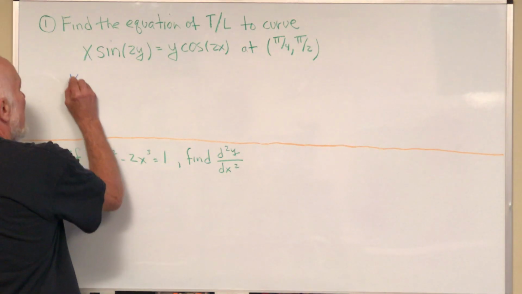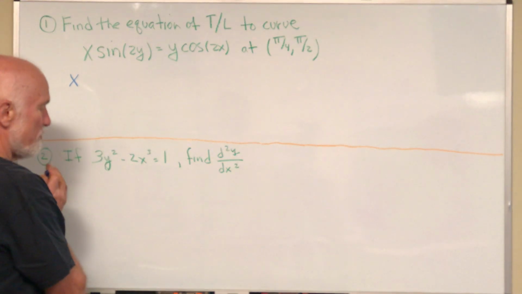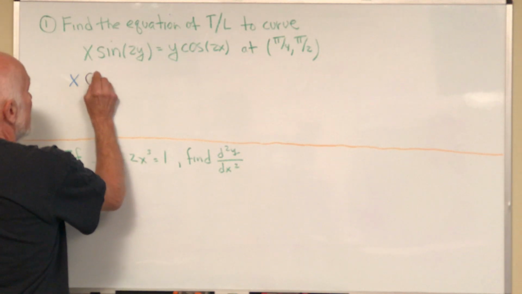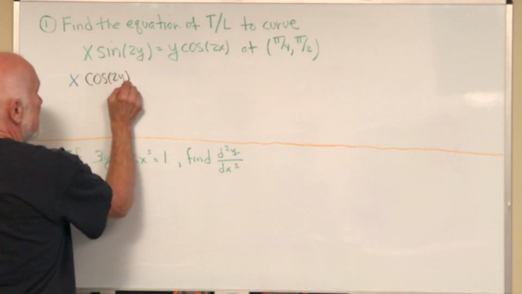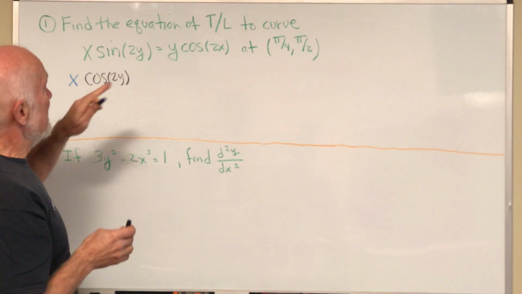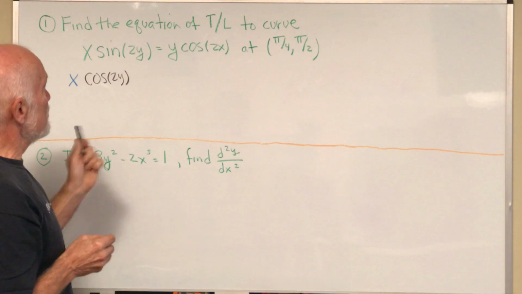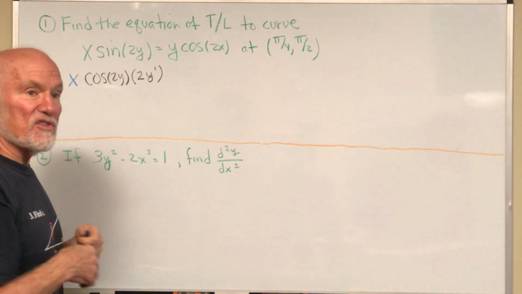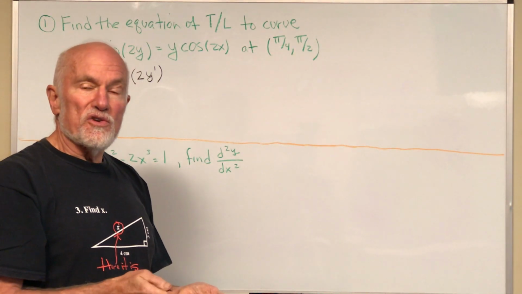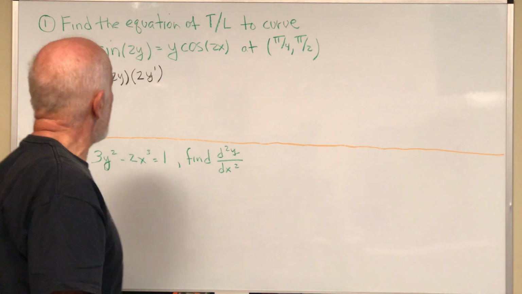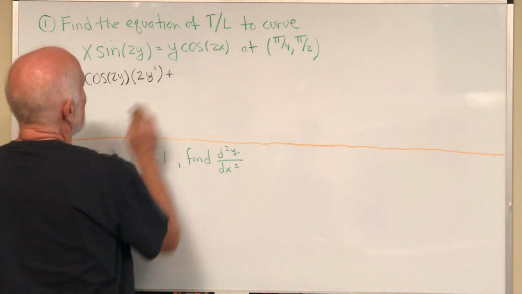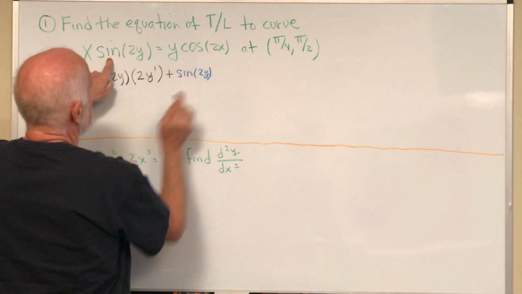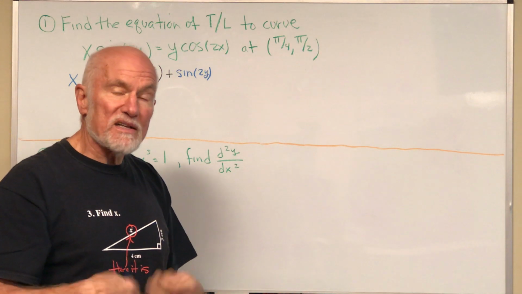So we take the first function, x, times the derivative of the sine of 2y. Well, the derivative of the sine of 2y is the cosine of 2y, we're doing the chain rule, times the derivative of 2y, and the derivative of 2y is going to be 2y prime, because we're taking the derivative with respect to x. So the derivative of y is dy dx, or y prime. Now we have to go plus the second function, the sine of 2y, times the derivative of x. Well, the derivative of x with respect to x is just 1.